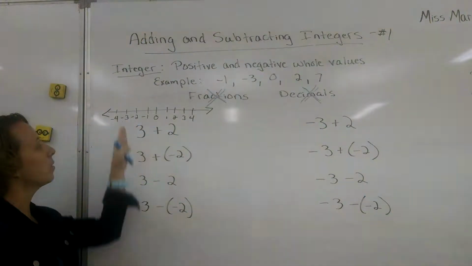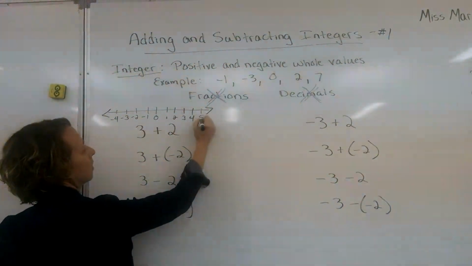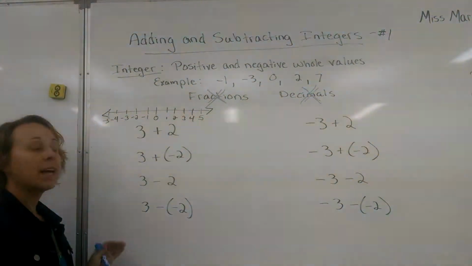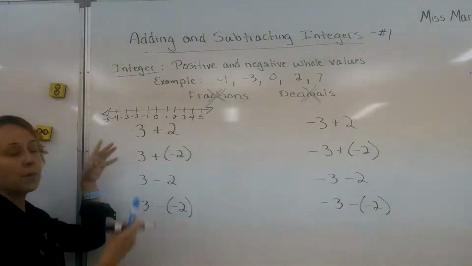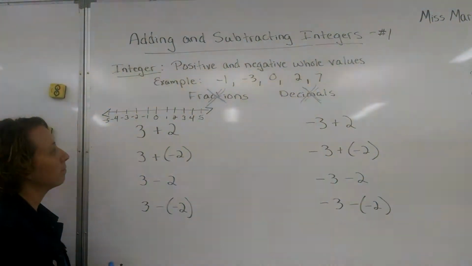I always like to go a little bit further than I think I might need. In fact, I can squish a little bit more on here. You can go up to 5 and -5. There we go. Make sure that you have arrows on the end. Number lines should go on forever. It's most correct that way.